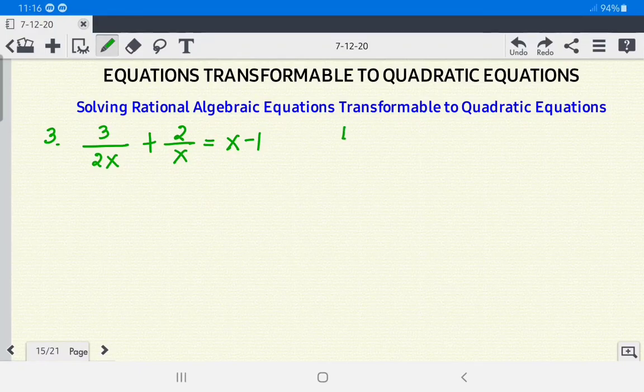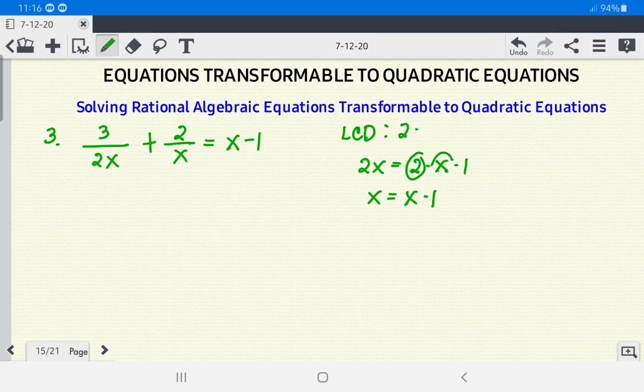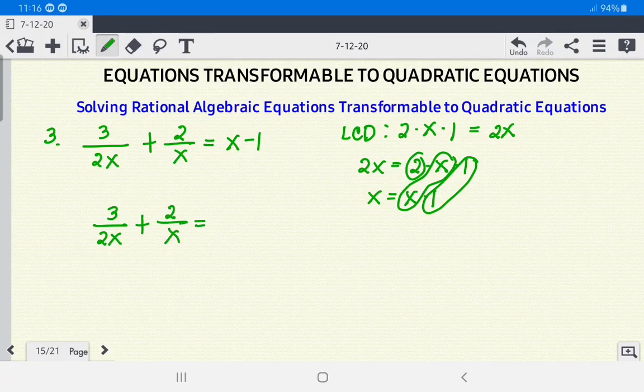Okay, so let us get the LCD. So we have for 2x, factors are 2 times x times 1. For the second denominator x, we have x times 1, right? To get the LCD, we have 2 times x, then times 1. So, the LCD here is 2x, right? So, going back to our example, we have 3 over 2x plus 2 over x, then equals to x minus 1. Multiplying both sides by 2x, which is the LCD.